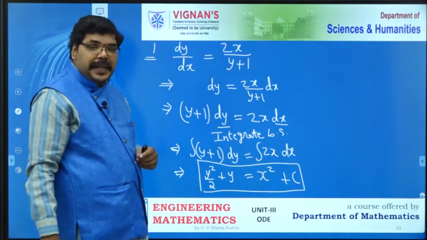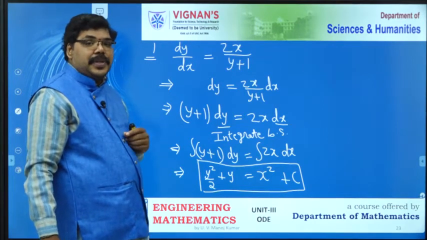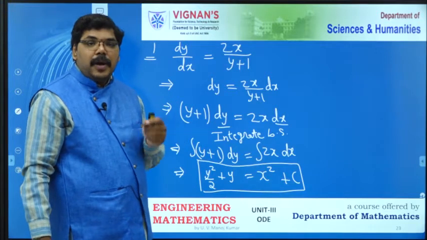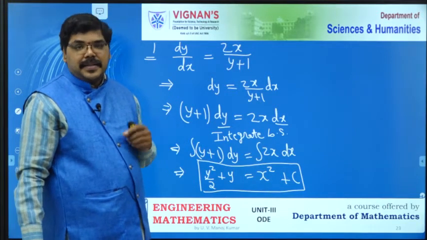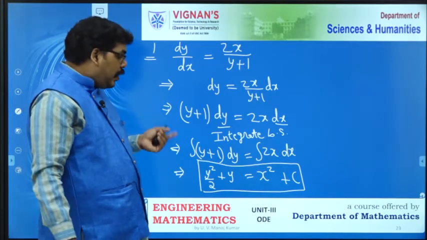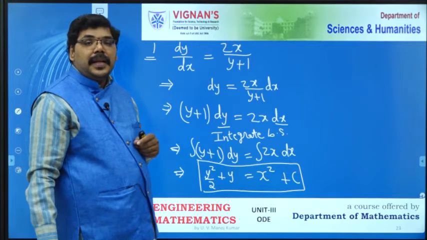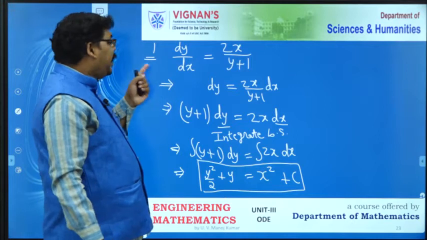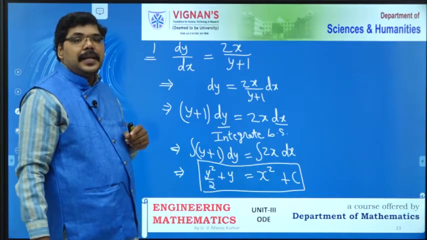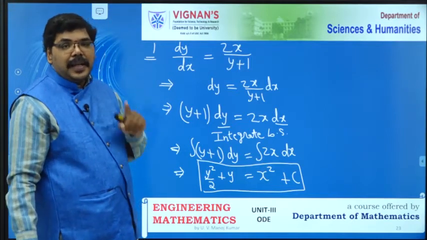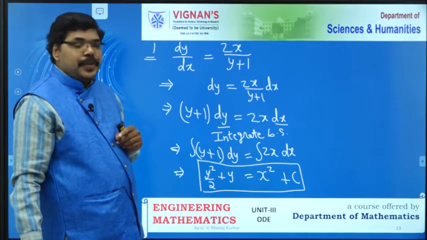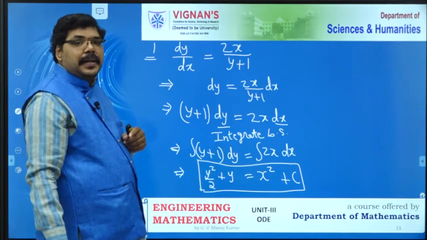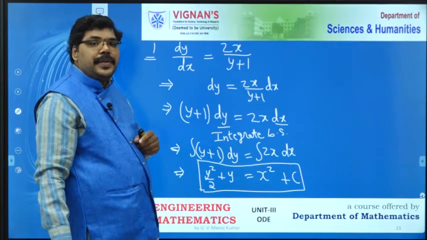The solution obtained is general solution. Why is it general solution? Because it is involving an arbitrary constant. How many arbitrary constants are there? One arbitrary constant. Because the given differential equation is of first order, the general solution is involving one arbitrary constant. So therefore this is the general solution for the given first order differential equation.